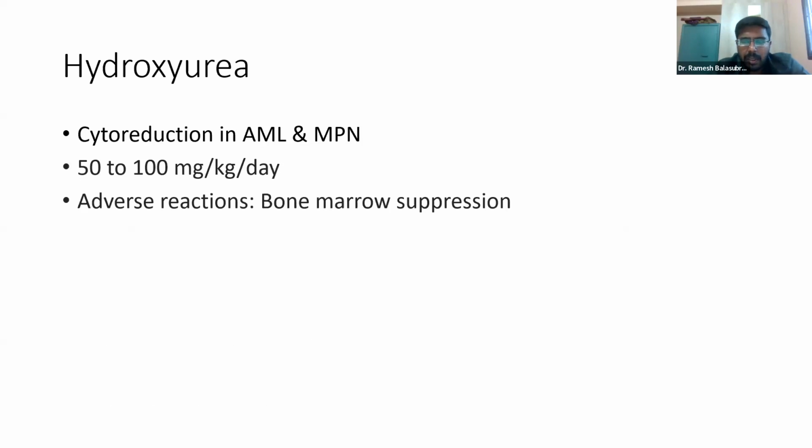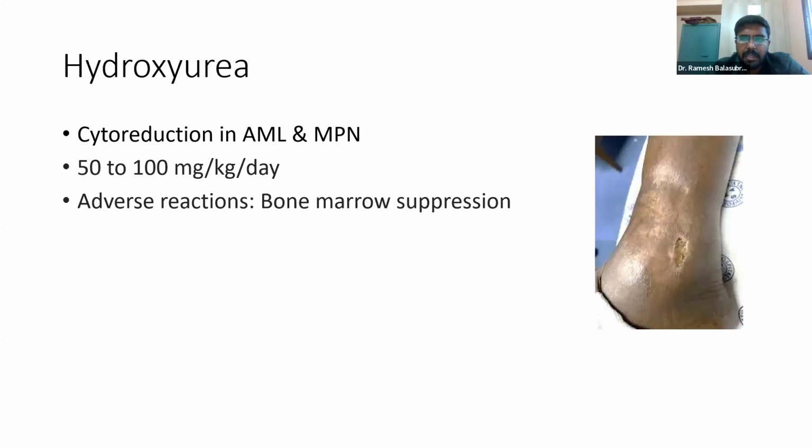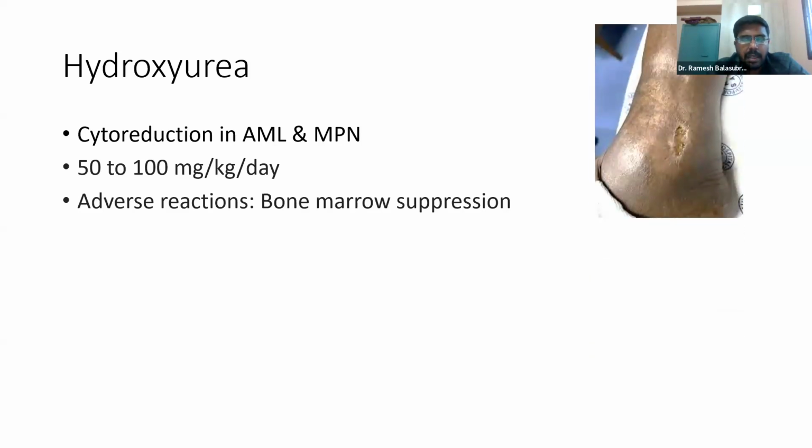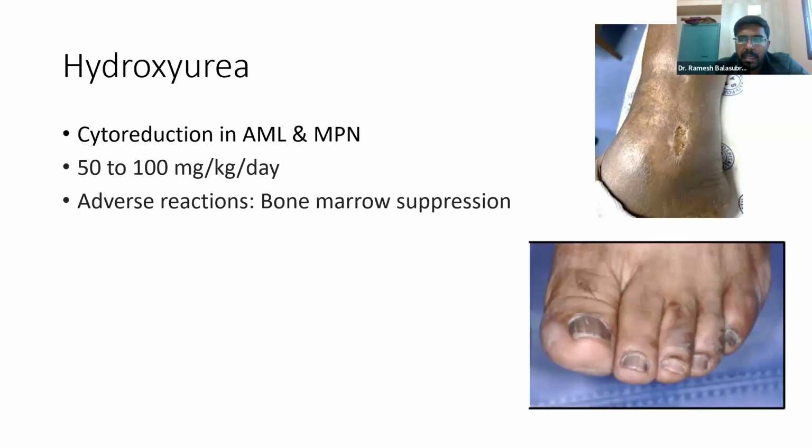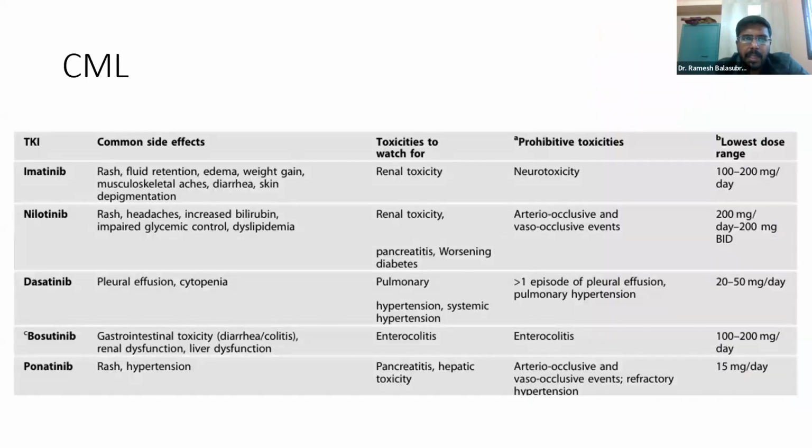Moving away from AML, we are entering into MPNs. Hydroxyurea is a cytoreducting agent used both in AML as well as MPN, basically used for cytoreduction. The dosage can be 50 to 100 milligrams per kg per day, and the main adverse effect is bone marrow suppression. In MPNs, patients on hydroxyurea for a longer time can also have leg ulcers. Nail discoloration, palm and sole discoloration, and sometimes tongue discoloration are also seen in patients who are taking it for a long time.